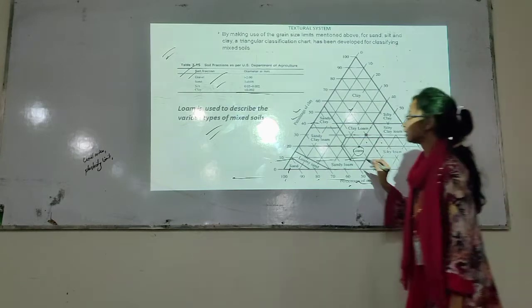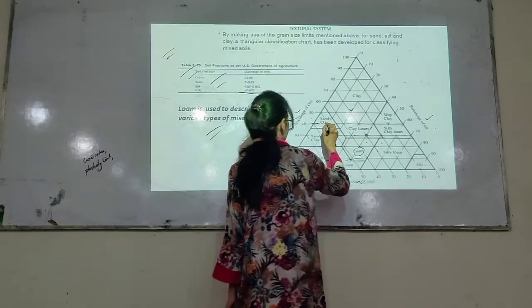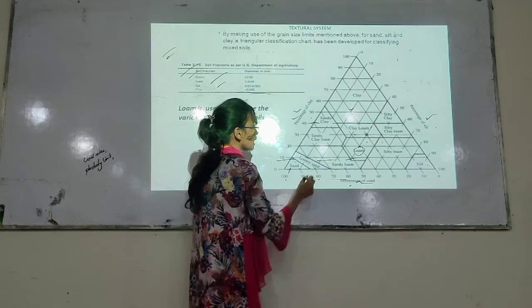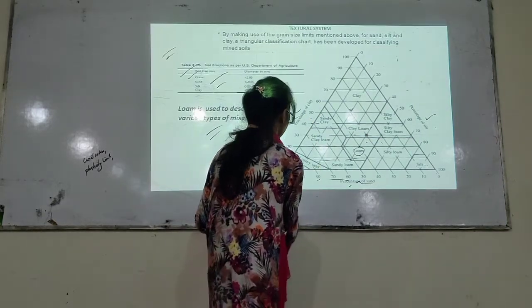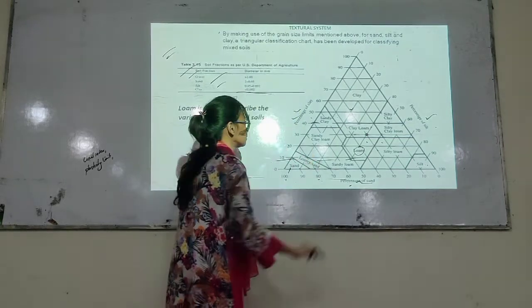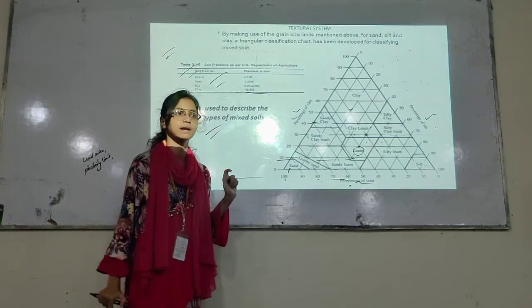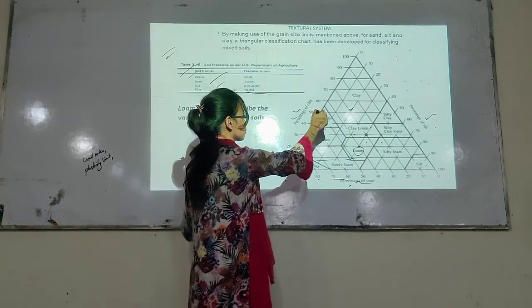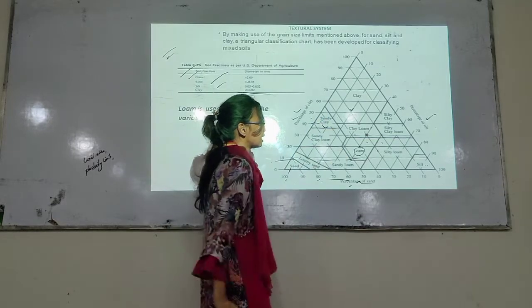Then come to this point. This is sandy clay, located at 60 to 40% for clay and 80 to 100% for sand. Here clay and sand are both present in the maximum amounts. That's why we consider this portion sandy clay.